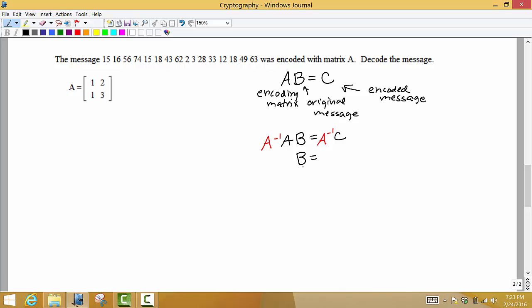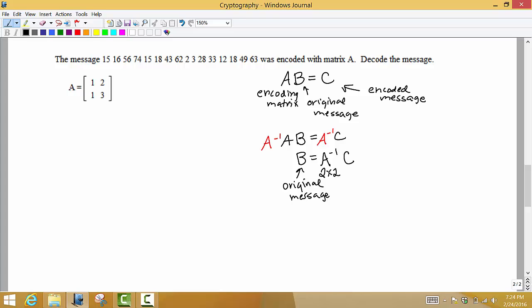So if we want to figure out this original message, then we need to figure out what C is, and we need to multiply on the left by A inverse. Okay, so let's figure out what C is. So here's our message. We know that A is a 2 by 2 matrix.